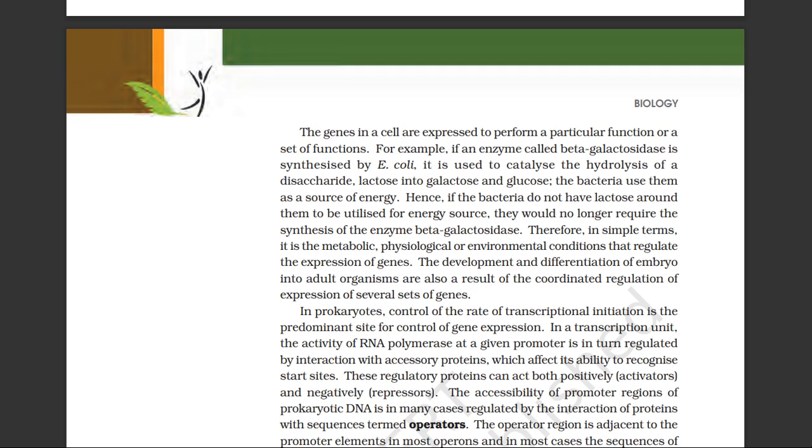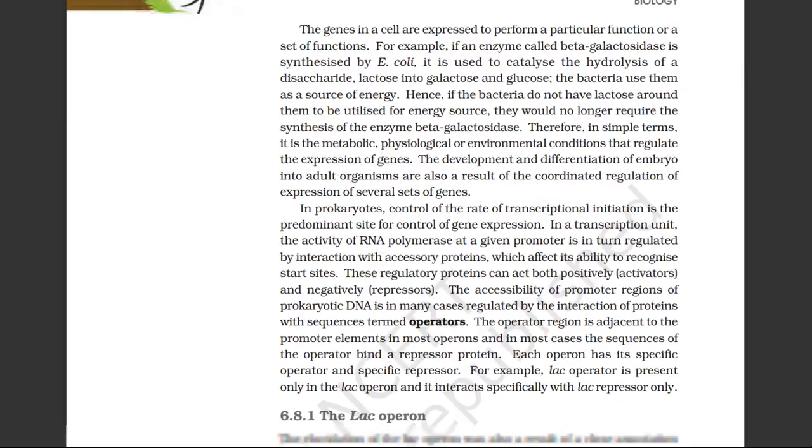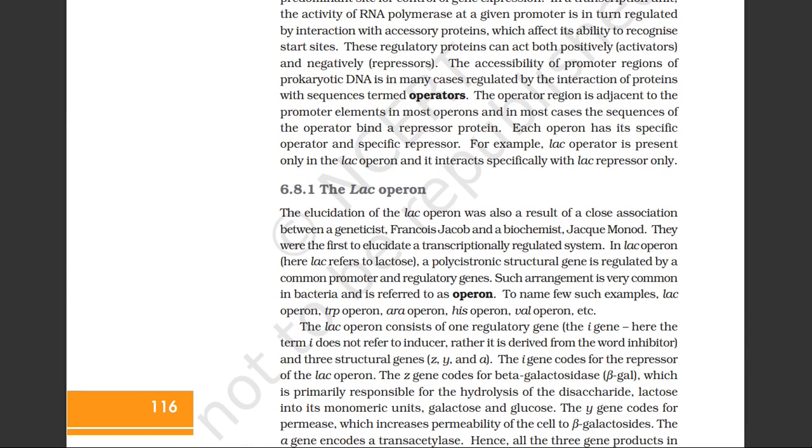These regulatory proteins can act both positively, as activators, and negatively, as repressors. The accessibility of promoter regions of prokaryotic DNA is in many cases regulated by the interaction of proteins with sequences termed operators. The operator adjoins promoter elements in most operons, and in most cases the sequences of the operator bind the repressor protein. Each operon has its specific operator and specific repressor.